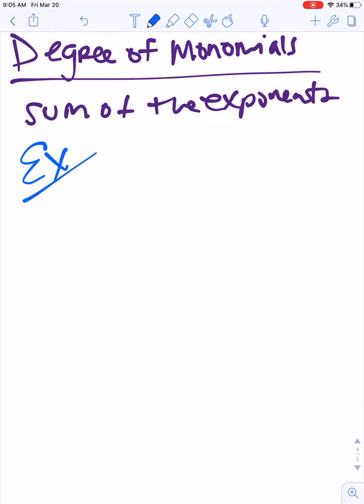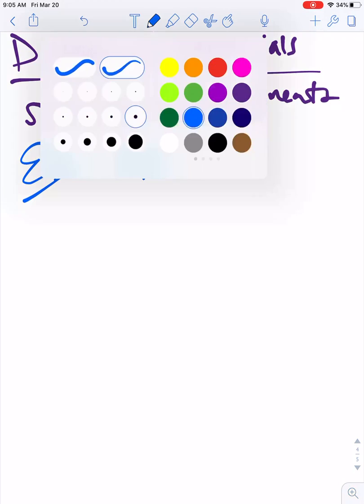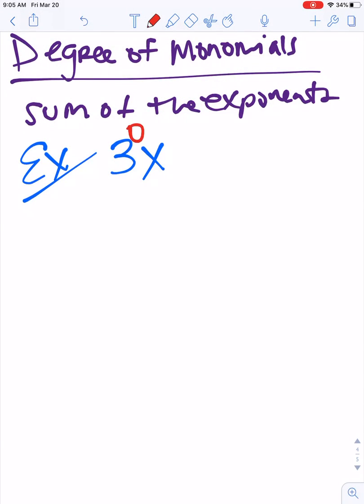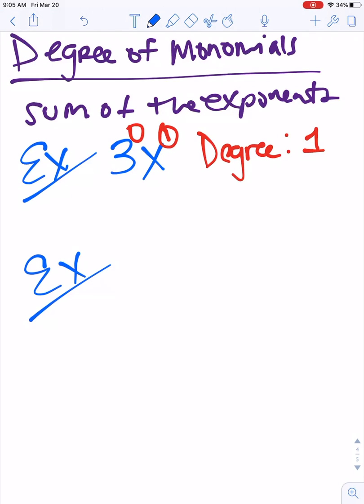If my example is something like 3x, well, I have an exponent of 0 on the 3 and an exponent of 1 with the x. So I'd say the degree is 1. That was the easy type, though. That's when we had one constant and one variable.